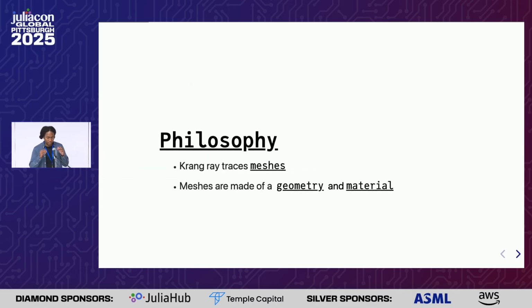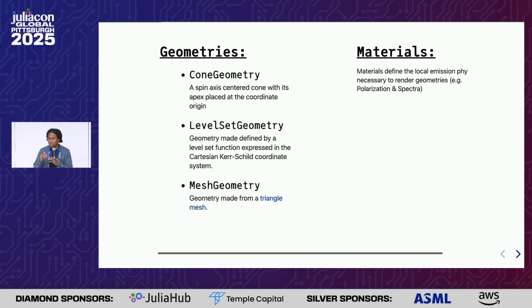For Krang in particular, the way it works for ray tracing these images of black holes is that I embody a philosophy that is not really unique to Krang. It's common in a lot of ray tracing codes out there. The idea is that Krang ray traces what are called meshes, and meshes are just a composite of a geometry and a material. The geometries encode where emission is being emitted, and the material is just local physics. One of the important concepts of physics is that everything is local, so this decomposition embodies that philosophy.